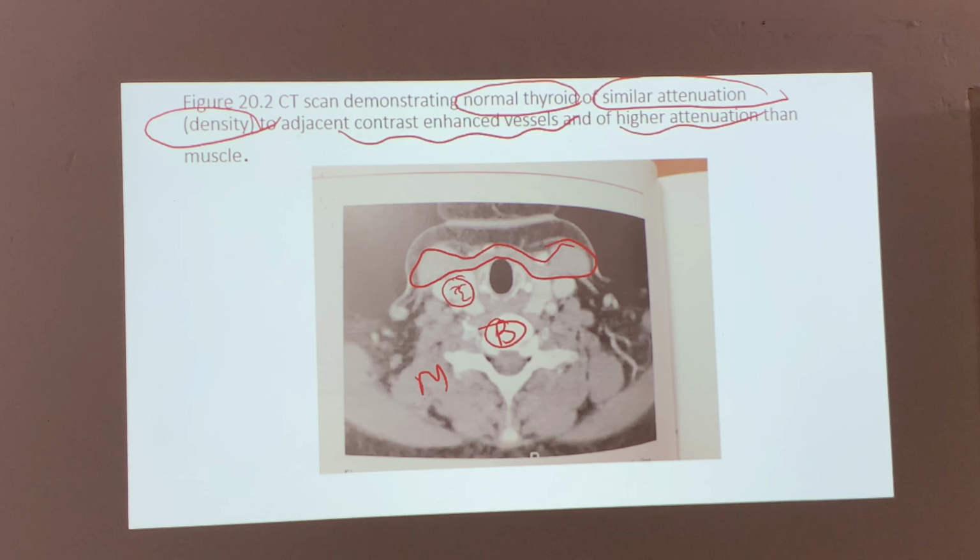Almost with this contrast they are comparable, and what he is saying is normal thyroid of similar attenuation density to adjacent contrast enhanced blood vessels. If you take these as the blood vessels, this seems to be the thyroid gland, which has almost similar makeup as these contrast enhanced blood vessels. This is the bone, which is the most brilliant among all these structures.